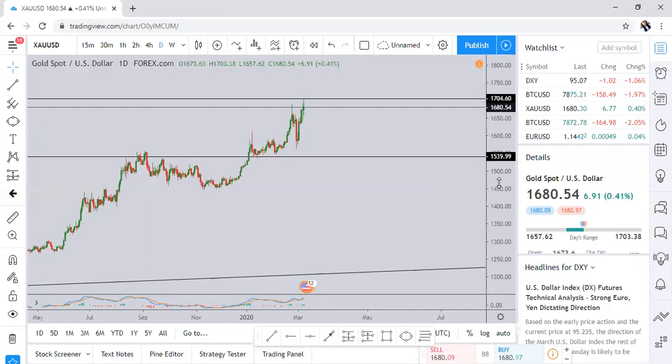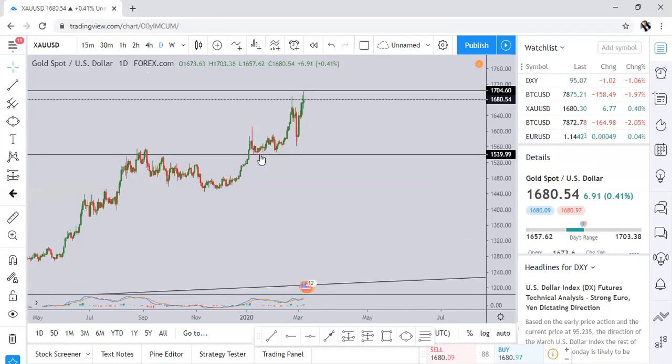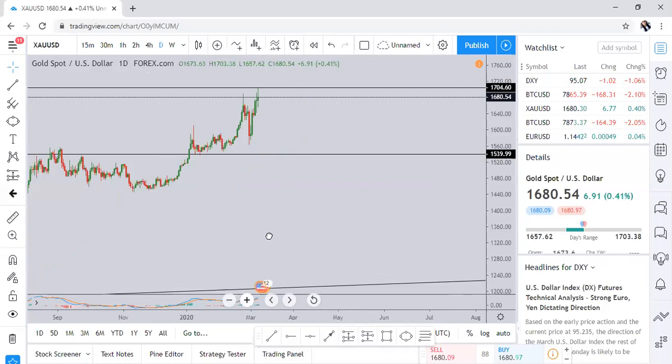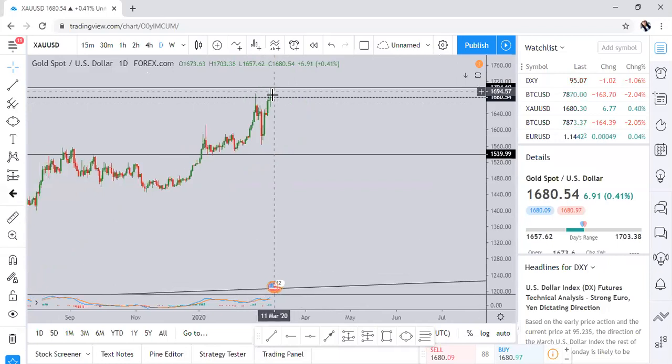Okay, so this is the daily. We have our support here, we have our resistance here, which got rejected already. You can see the rejection of the resistance already, which gives us that this particular pair is dropping, gold is dropping.